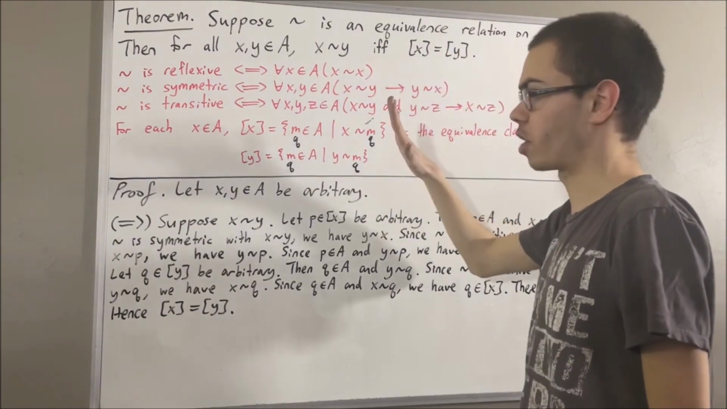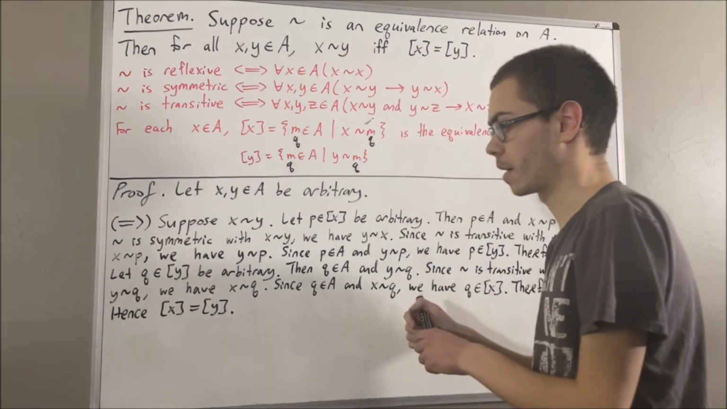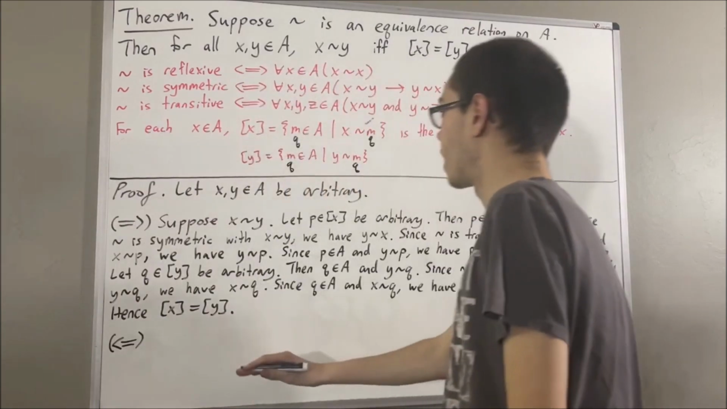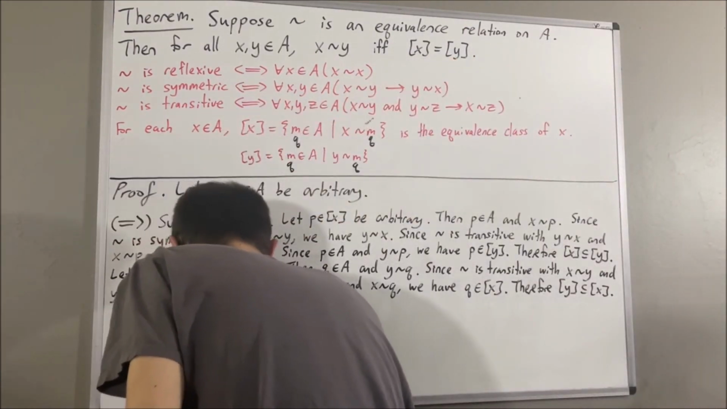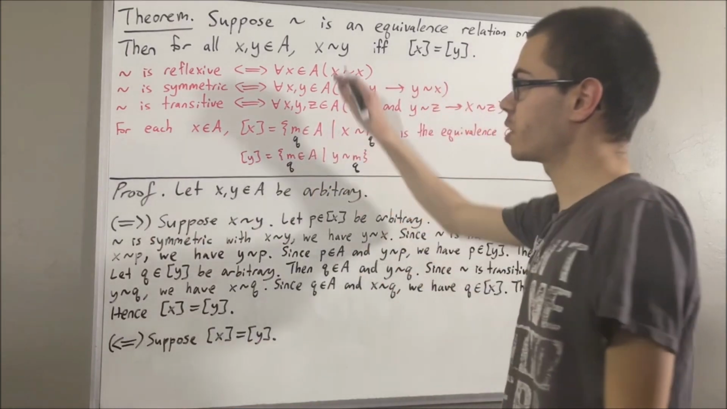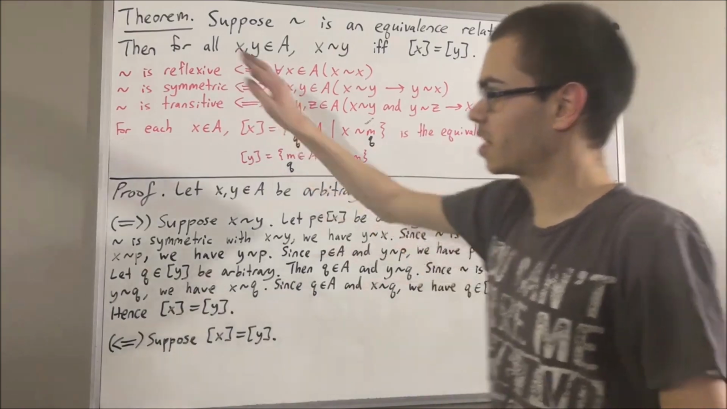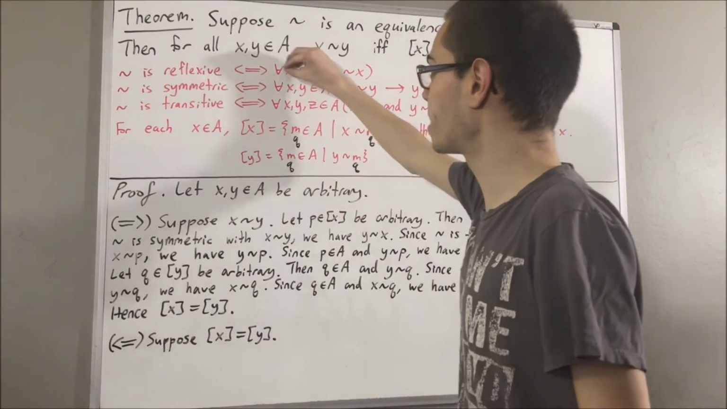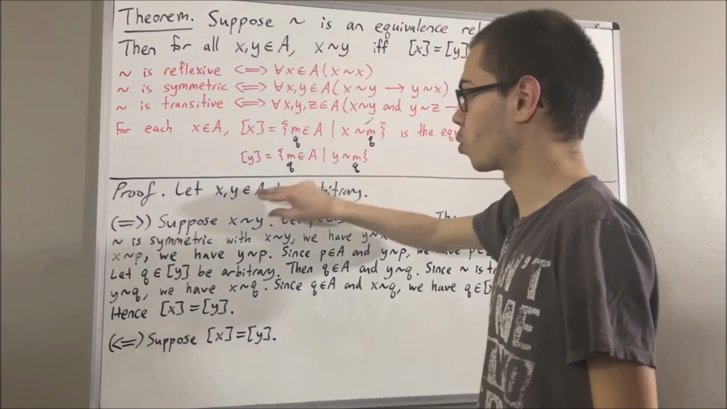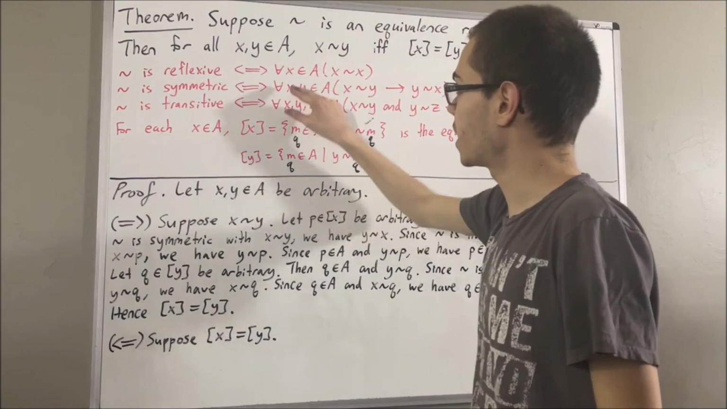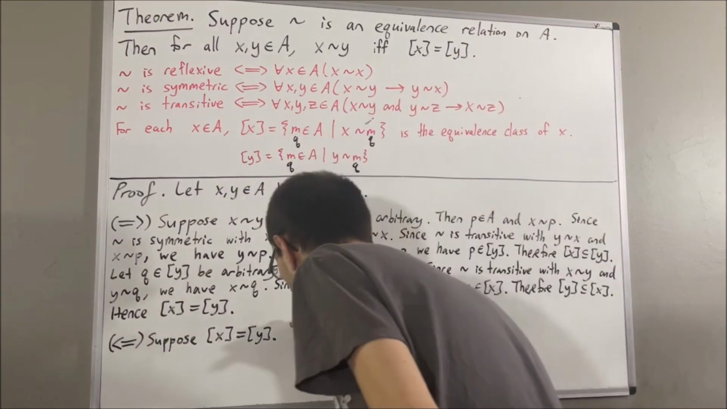Now let's prove the other direction. We're going to prove if the two equivalence classes are equal, then x is related to y. So to prove that direction, suppose that the two equivalence classes are equal. From here, we want to show that x is related to y. Now, using the fact that tilde is reflexive, we know that this statement works for every element in A. So in particular, it must work for y. So taking x to be y, we have that y is related to y.